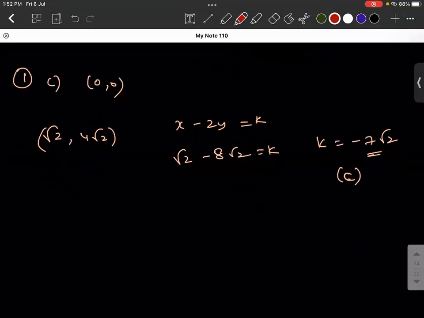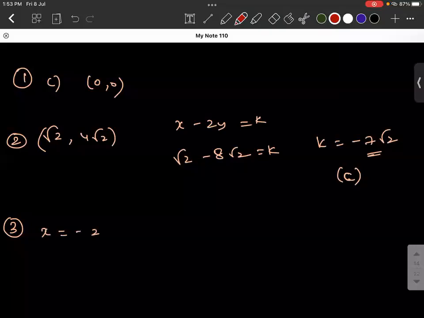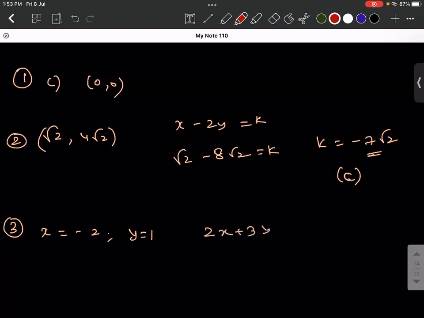Third, the value of k, if x is equal to minus 2 and y is equal to 1, is a solution of 2x plus 3y is equal to k. So minus 4 plus 3, minus 1, no? Careful, minus 1 is the answer.